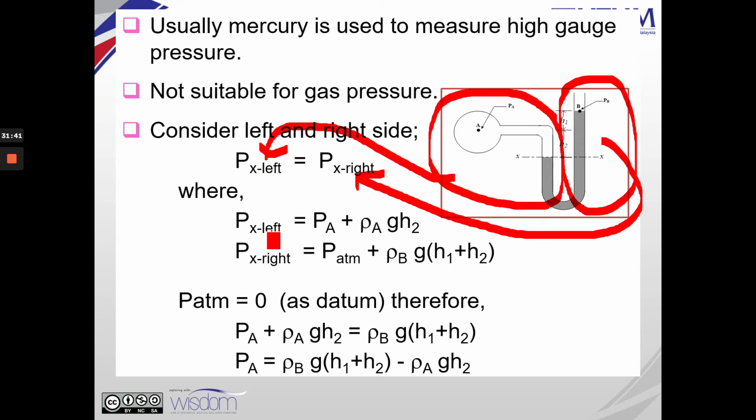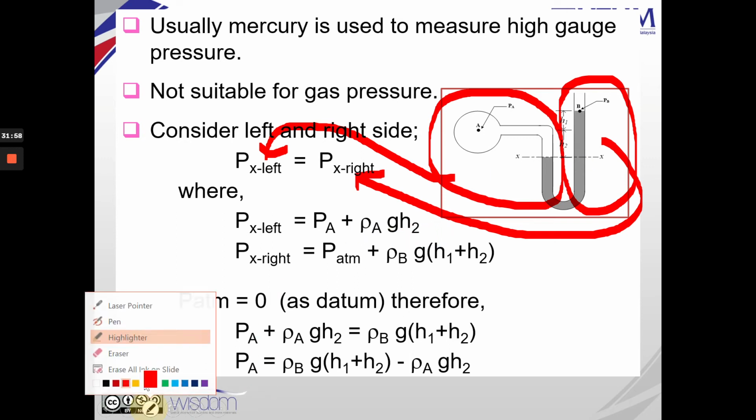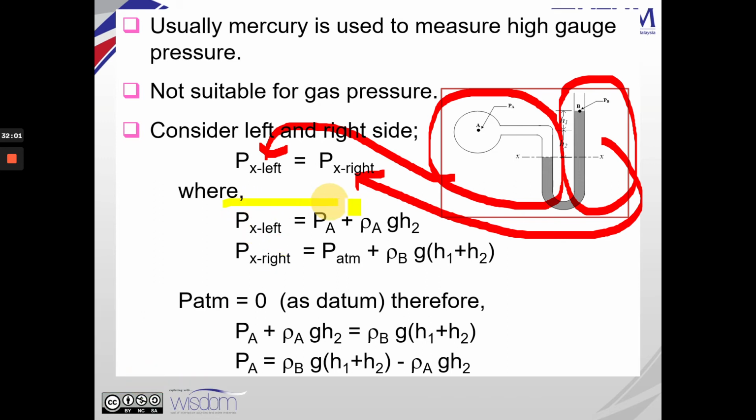So P left here is equal to the pressure at A plus the pressure of fluid here. So we get this equation here. Then for the P at this side, we look at the P right here.